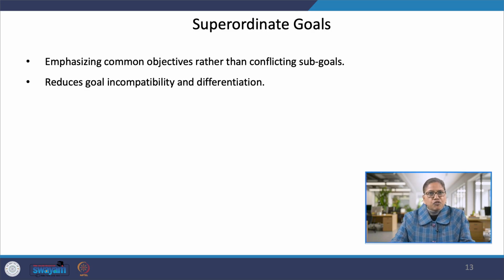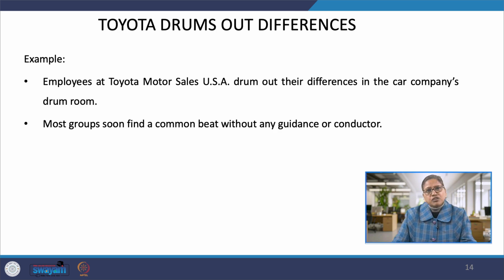Superordinate goals emphasize common objectives rather than conflicting sub-goals, and reduce goal incompatibility and differentiation. Employees at the Toyota Motor Sales unit in the USA are drumming out their differences in the car company's drum room. Typically, a group of 15 to 50 employees from one department bang on various instruments. Most groups soon find a common beat without any guidance or conductor.